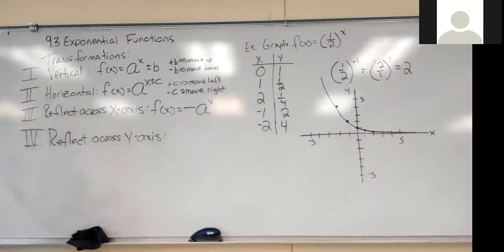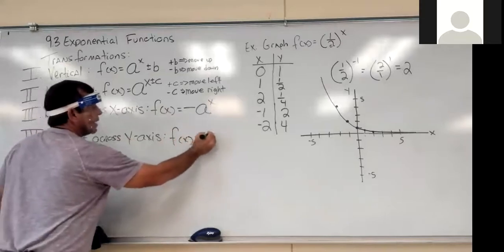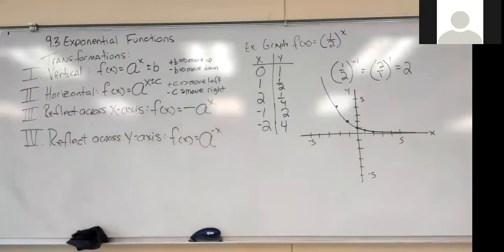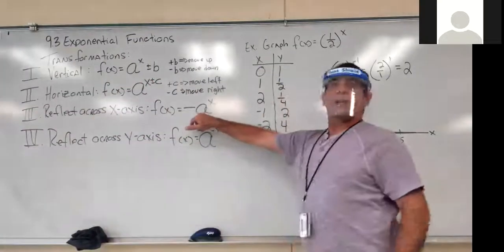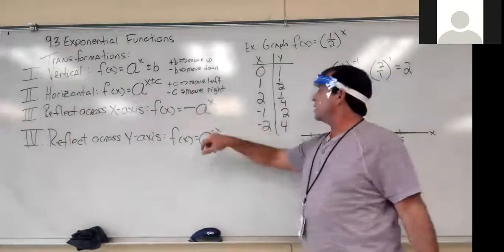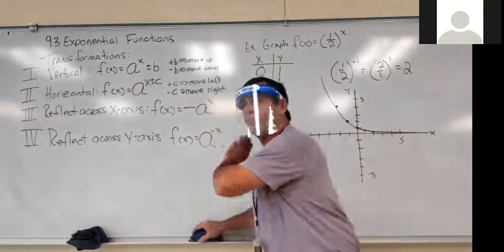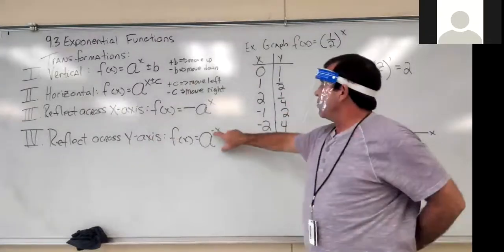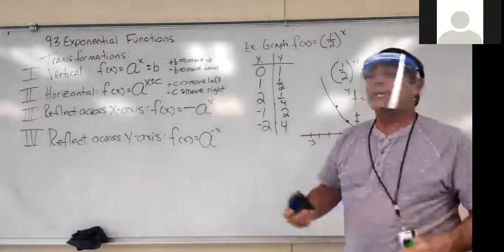So to reflect across the y-axis, you're going to have f of x equals a to the negative x. Put a negative in front of the lead coefficient, and it's going to flip it over the x-axis. But if you put that negative in front of that exponent, it's going to flip it across the y-axis, because you're evaluating all these values that are negative instead of positive when you put them in there, okay?